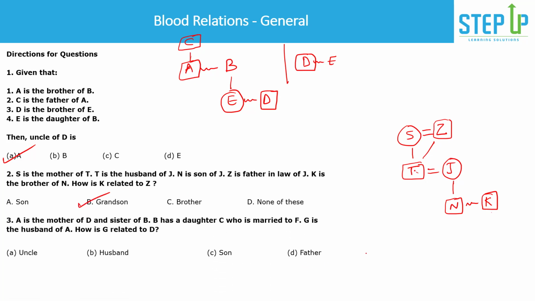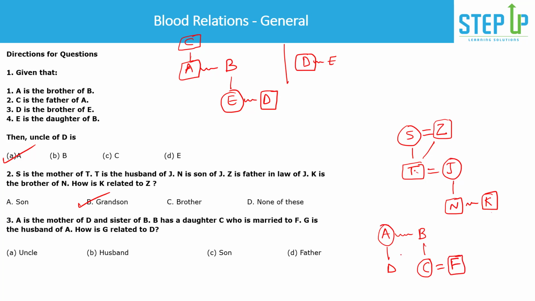Next question. He says A is the mother of D. Okay. And sister of B. Okay. A is the mother of D and sister of B. Sister of B. Okay. B has a daughter C who is married to F. Now B has a daughter C, meaning this is female and this is male.